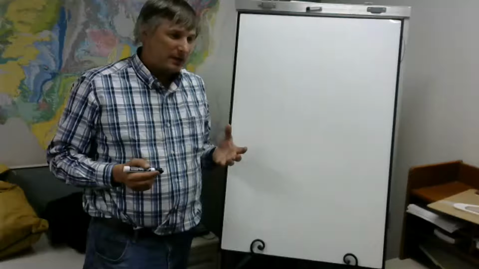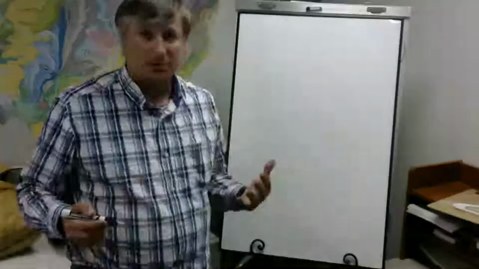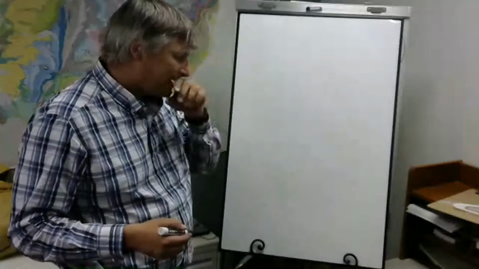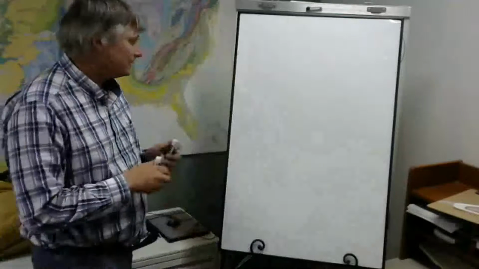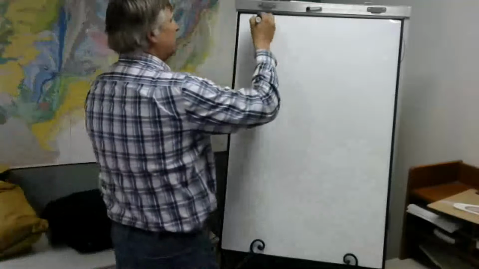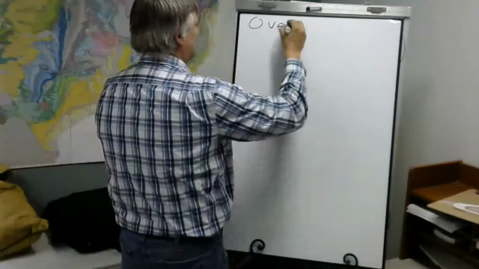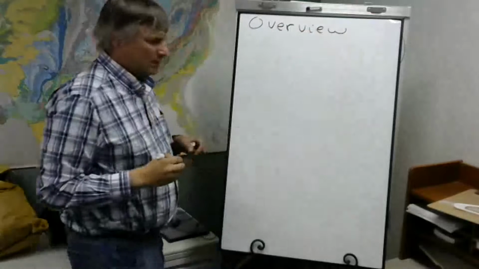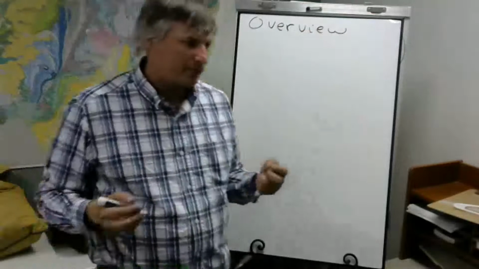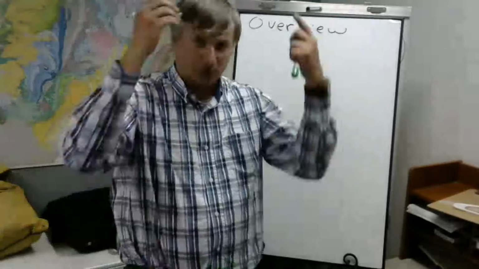I just want to do kind of an overview with all these transformations, and just go over what they all look like, the main ideas behind them. So the overview is like this. First off, we're going to have what are called vertical shifts.